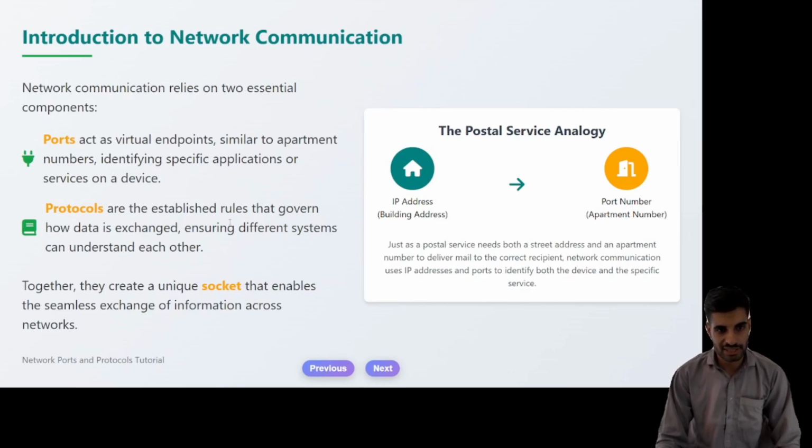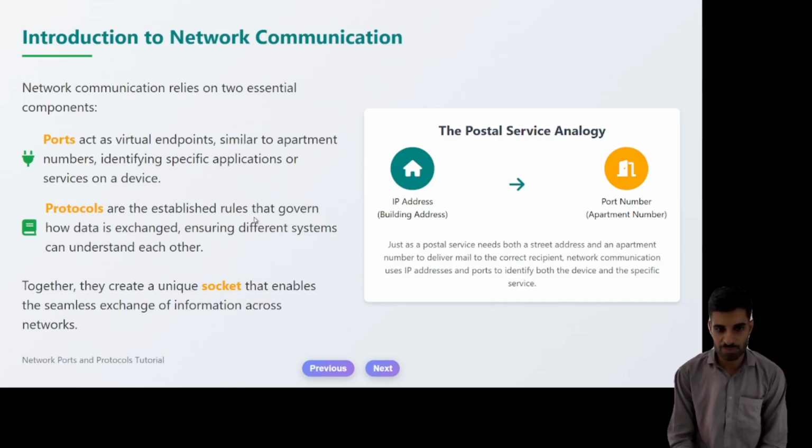The ports act as virtual endpoints, similar to apartment numbers, identifying specific applications or services on the device. So it's like the address of an apartment. It tells us what kind of services a device gives us. Like if I want to give an example of a home, we have a hair dryer in one room and another application in another room. So these are like services. So there are different ports and they give different services.